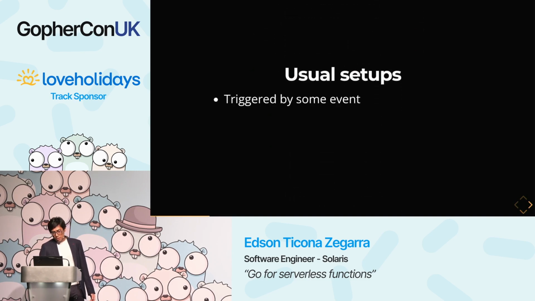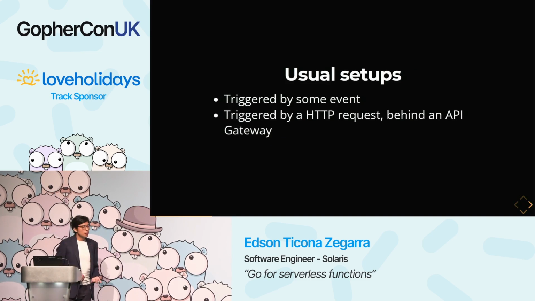So the usual setup is that it's triggered either by some event or by some HTTP request. Usually you put it behind an API gateway, which is the one actually listening for the request. And this is the one calling the environment to boot up your instance and actually run your code.